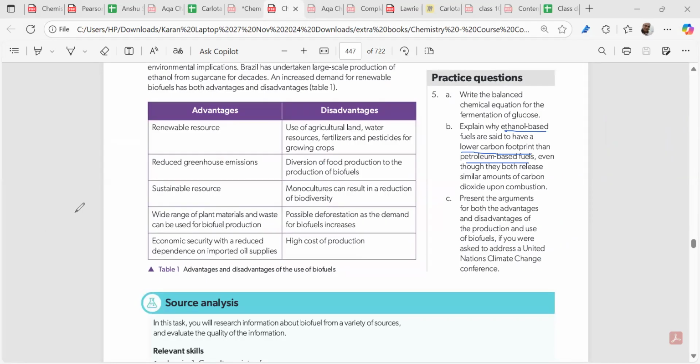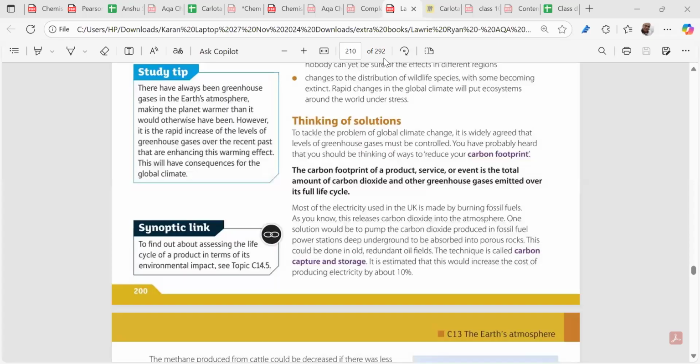So what is carbon footprint? Carbon footprint is the total amount of greenhouse gases emitted in a system, in a process. You can write this down. We now have to see what we mean by carbon footprint. There are very complex calculations involved. It's not easy.